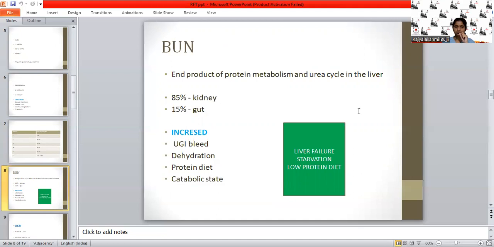So the urea can be elevated in problems other than kidney dysfunction, for example upper GI bleed, dehydration, excessive protein diet, and catabolic state. These are the scenarios where we can see high urea without kidney dysfunction. If there is decreased production of urea, even if there is kidney dysfunction, the urea will not be elevated, like in liver failure, starvation, and low protein diet.